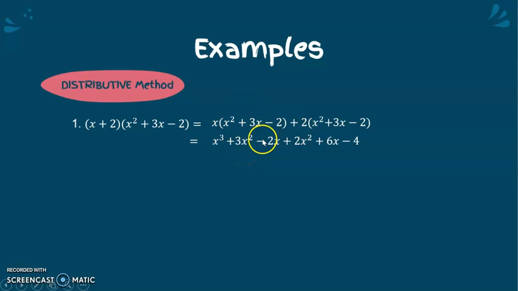Next, x times negative 2. Unlike signs, so it should be negative. We cannot combine 2 and x, so just write them side by side: first the numerical coefficient, then followed by the literal. So, negative 2x. And then here, 2 times x squared. Just write them side by side, so 2x squared. And then, 2 times 3x. So, plus, because they are the same sign. So, 2 times 3, 6. And then, copy x. The 2 is a constant.